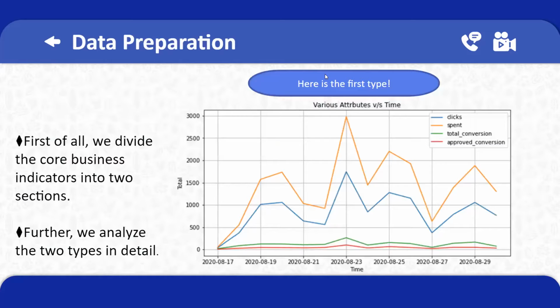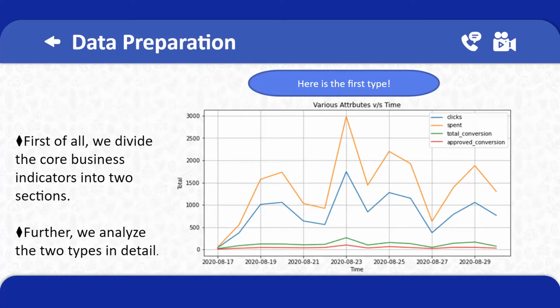The next is data preparation. First of all, we divide the core business indicators into 2 sections. One is the indicators which change with time, recorded as the first type, and we choose clicks, spent, total conversion, and approved conversion as the time-based attributes. The other is the indicators which do not change with time, recorded as the second type: age and gender.